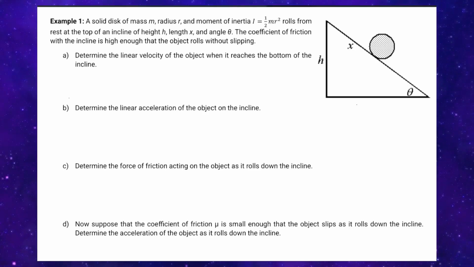Hey everybody, in this video, I'm going to be running through an example of an object that's rolling down an incline without slipping. This is a continuation of the previous video where I introduced you to both types of rolling motion, and in this one, we're going to be using a little bit of both, although most of this problem is rolling without slipping.